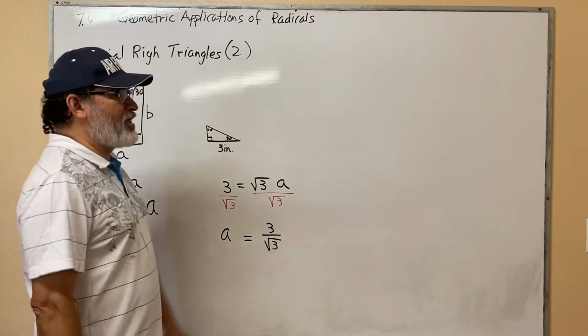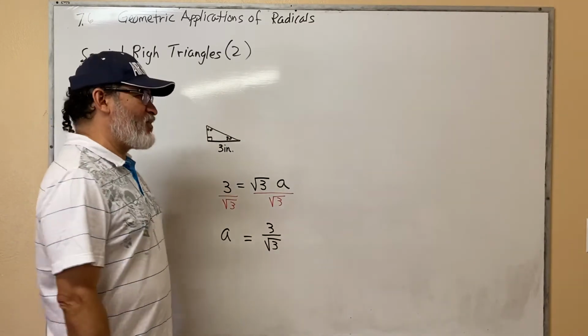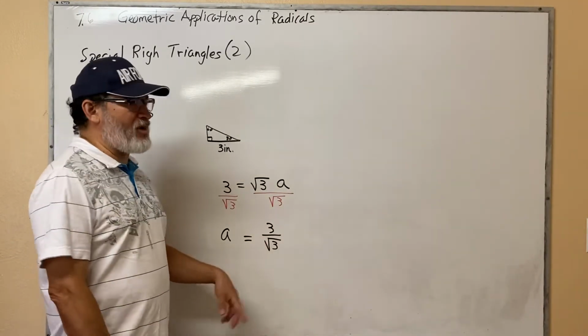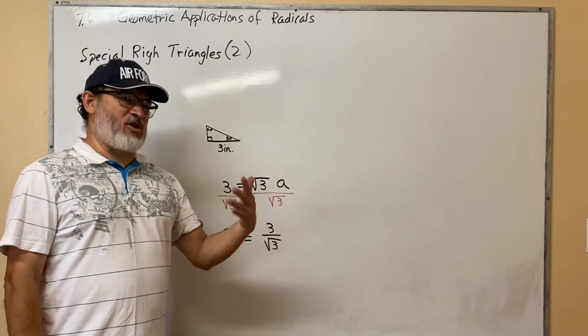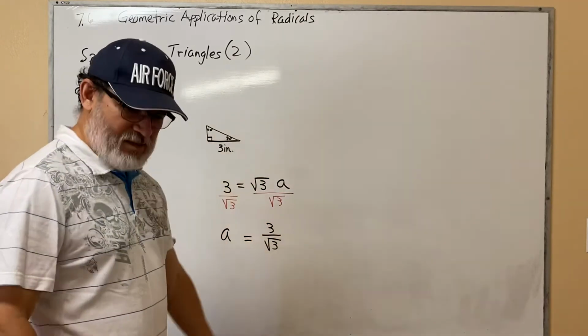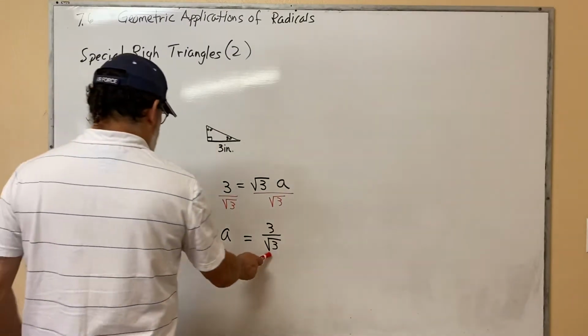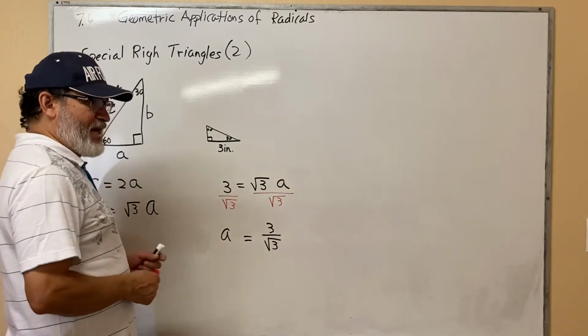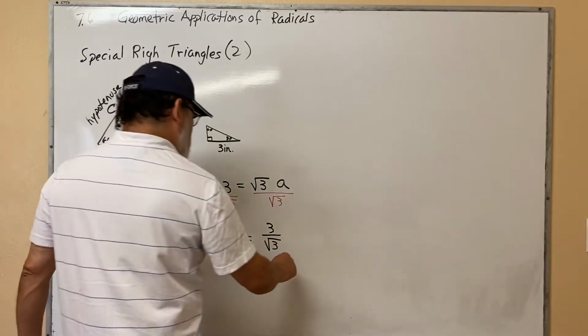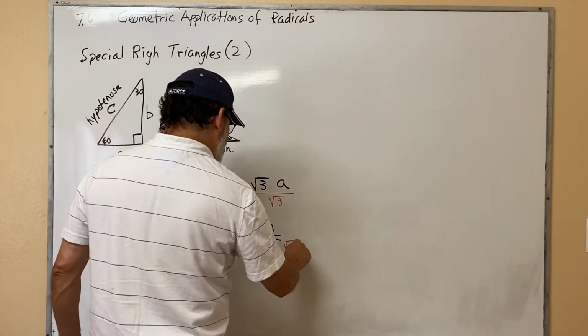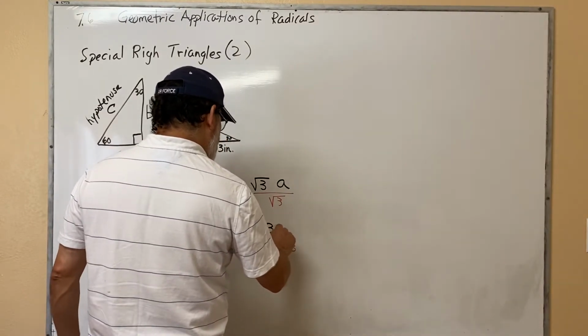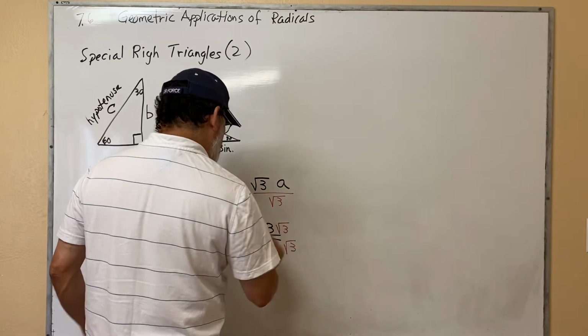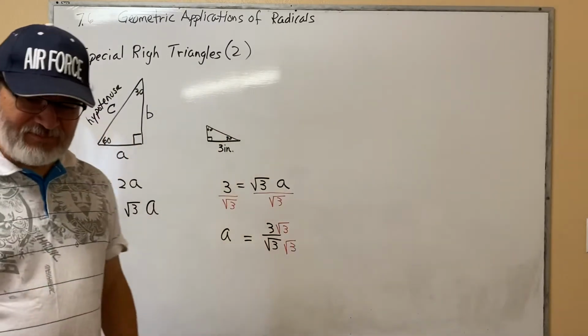Now, in the past we said that whenever there was a radical in the denominator, we had to get rid of the radical. Okay, we can do that. How do I get rid of this radical in the denominator? Rationalize the denominator. Multiply this by the square root of 3. And multiply this by the square root of 3. This is beautiful.